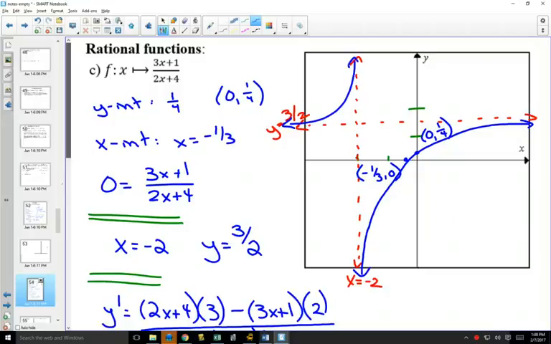If you wanted to add a point to this section, you could plug in something like -3 into your original function. You're going to see that you get -8 over -2. And you could add a point to that. So graph B, check the answer online. Start working on D.